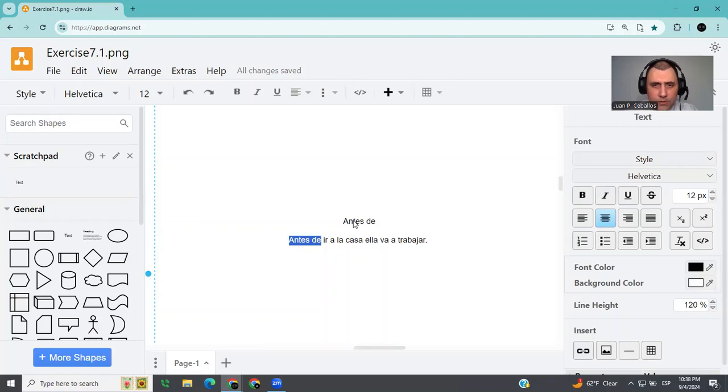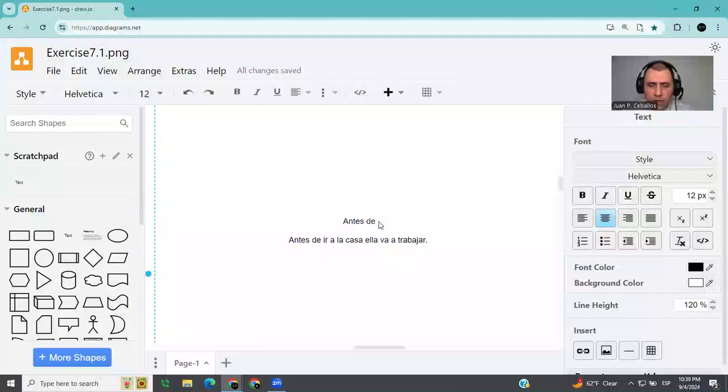So notice that this is using two words. This is what is called in Spanish locución. Locución in Spanish are several words that come together but have one meaning. So this one is using two prepositions, antes and de. They both combine together to have one meaning, which in English will be before.